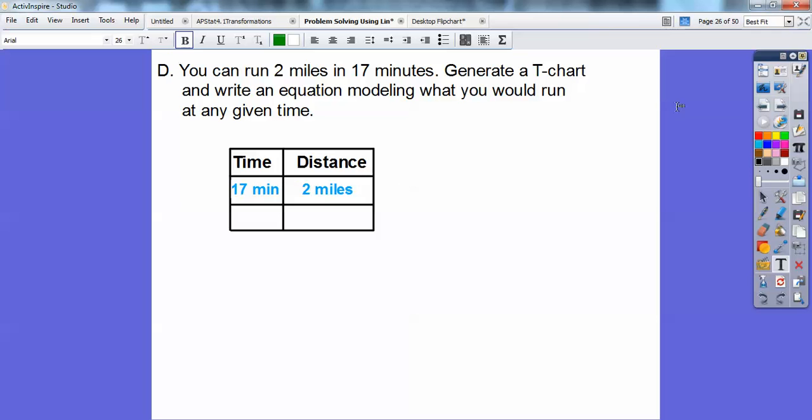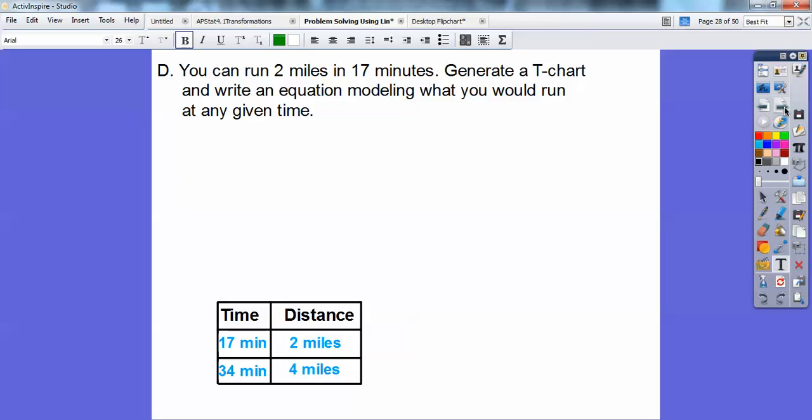Okay, remember, distance equals rate times time. So I'm going to do multiples of 17. If I do 17 times 2, that's 34 minutes. So after 34 minutes, I just doubled this time over here, so it's going to double the distance over here. After 34 minutes, it's going to be 4 miles right there. Now I'm going to move that down because I'm going to put a graph here in just a second. But what we need to do is write an equation of this guy, okay?